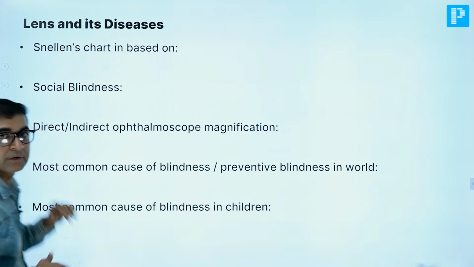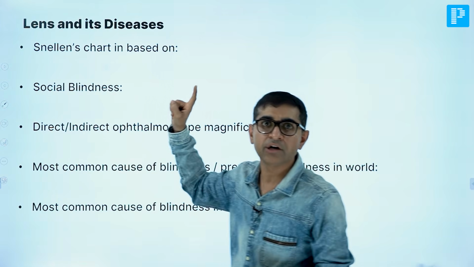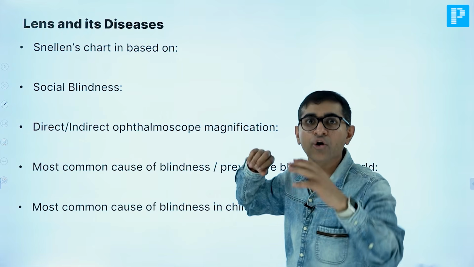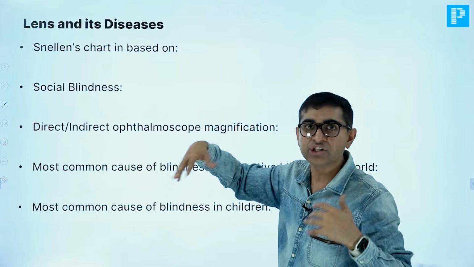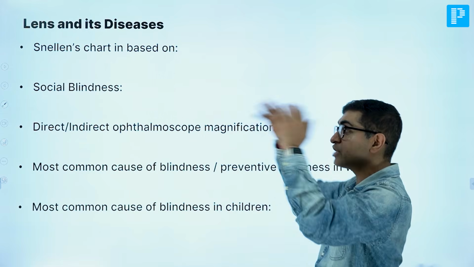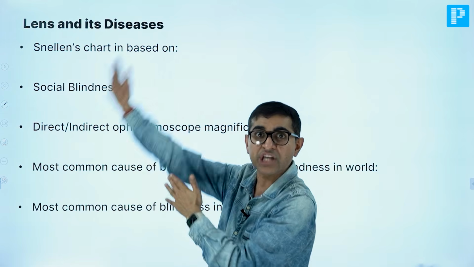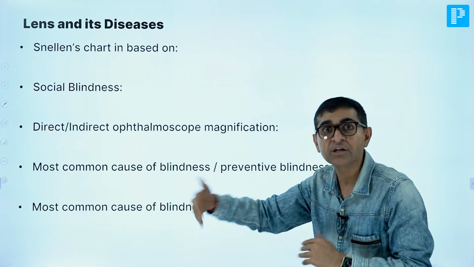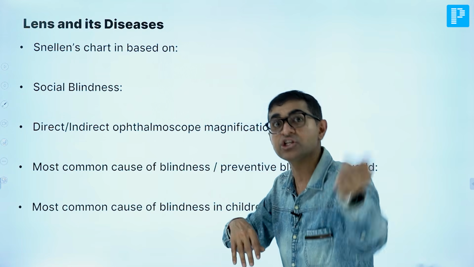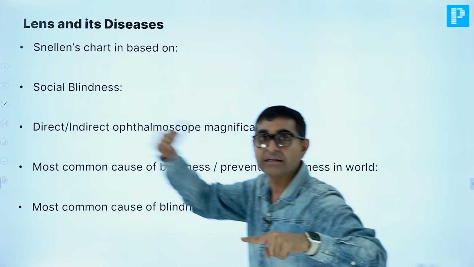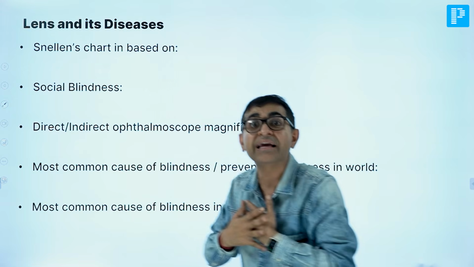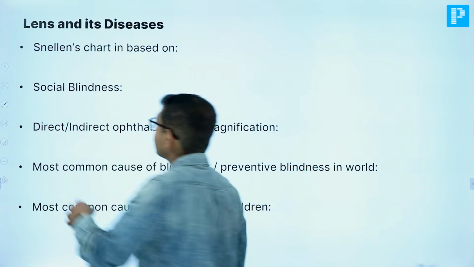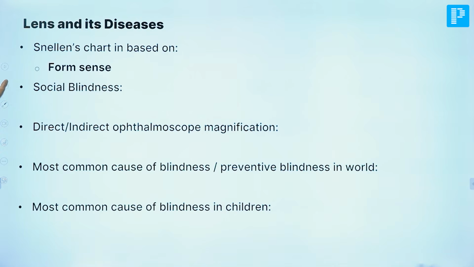Now, okay, let's switch over to our second chapter, which is that of lens and its disease. Now, whenever we ask the patient to read the letters on the Snellen chart, which are placed at the distance of 6 meters from the patient, there are different senses of vision. The most important sense which is involved in interpreting the letters: I am able to read the letters now because I understand the form of the letters. So, boys and girls, that will be your form sense.